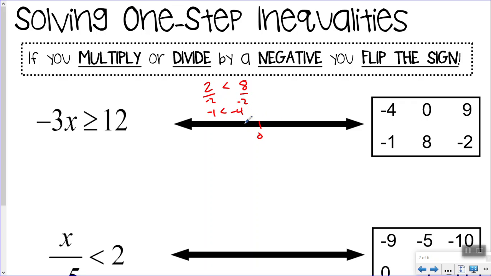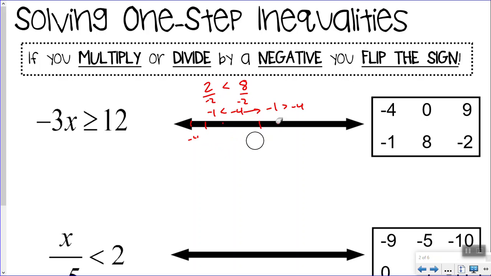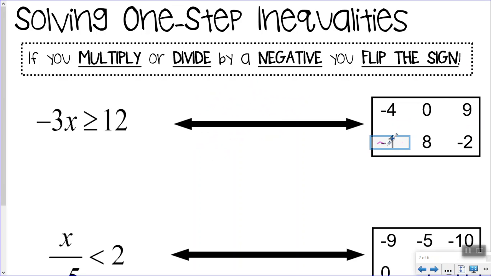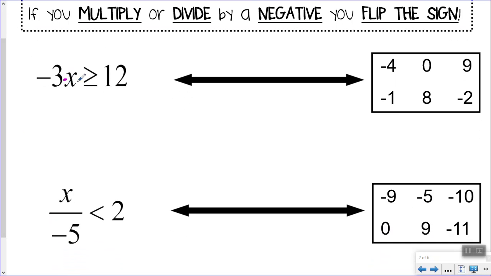And if I think about where those are on a number line, we know that that can't be right. Negative 1 can't be smaller than negative 4. So in order to fix this, we reverse the inequality and it becomes true. So anytime we multiply or divide on both sides as part of our solution, we need to flip the inequality symbol around. So if we look at our first example, this is negative 3 times x, which is greater than or equal to 12. In order to undo multiplication, we have to do division.